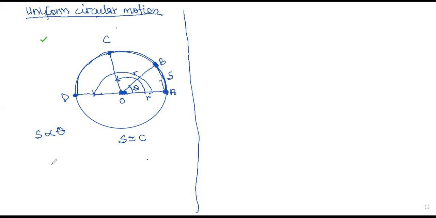So if S is directly proportional to theta, then S is equal to a certain constant of proportionality times the angular displacement theta. And this constant of proportionality K is equal to the radius of the circle. And so S is equal to R theta is the equation linking linear displacement S and angular displacement theta.